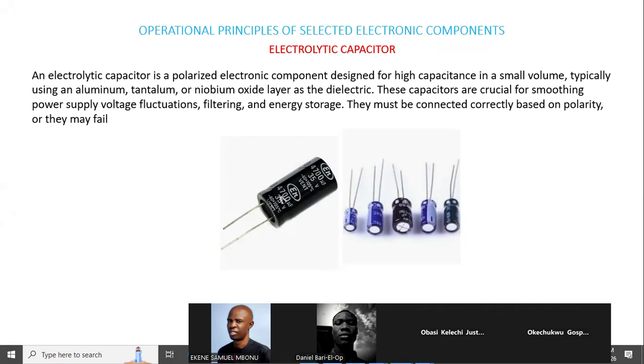Longer leg is the positive. Is always the positive terminal. Correct. It's always the positive terminal. For an electrolytic capacitor, the positive terminal is always the longer leg.